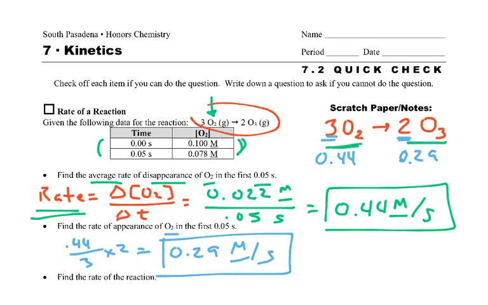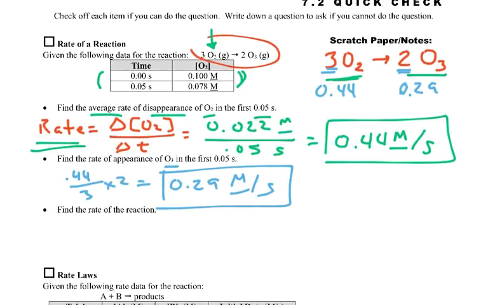Now, what's the rate of the reaction? Well, for the rate of the reaction, all I have to do is take this number and divide by 3, or take this number and divide by 2, and I'm going to get the rate of the reaction either way. So the rate of the reaction will be 0.146, something like that. That's moles per liter per second again.